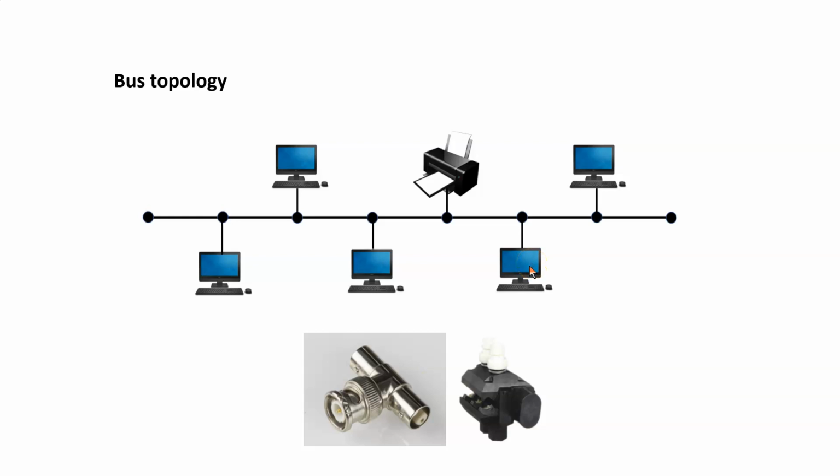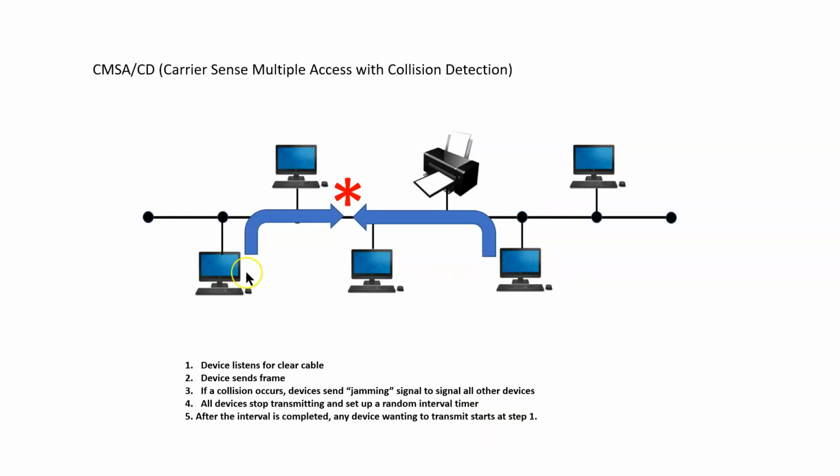There's a problem with this, and that problem is something we call contention. This is a collision domain. So that means that if two of these computers happen to broadcast at the same time, we have something that looks like this. So this computer sends a message, this computer sends a message, they're both traveling down the wire in both directions, and kabam, the two messages collide.